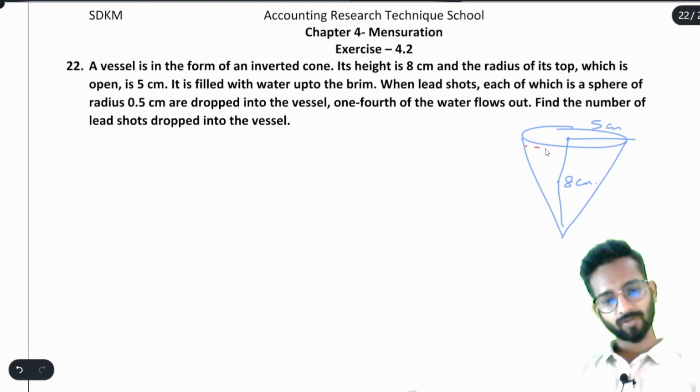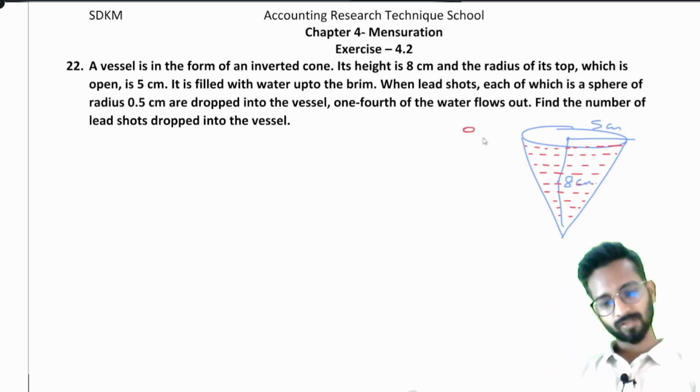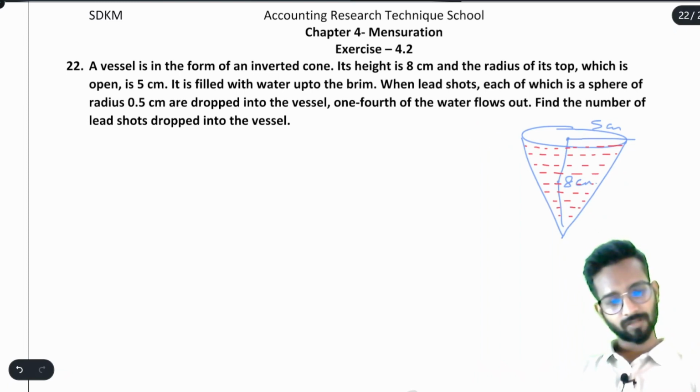See, we have red water. Hey, it is water only, it is not red wine, it is red water. Up to the brim. Brim means where it is the upper limit. Now, lead shots, each of which is a sphere of radius 0.5 centimeter, there are so many lead shots. Suppose these are the lead shots. It cannot be of red color because the water is red, so you can say these are the lead shots.